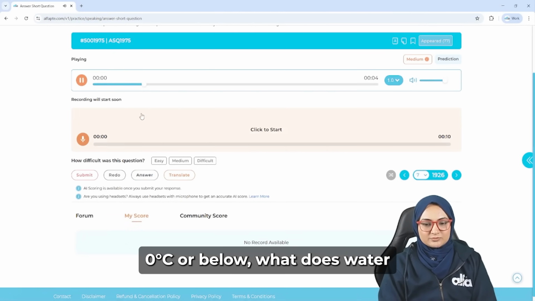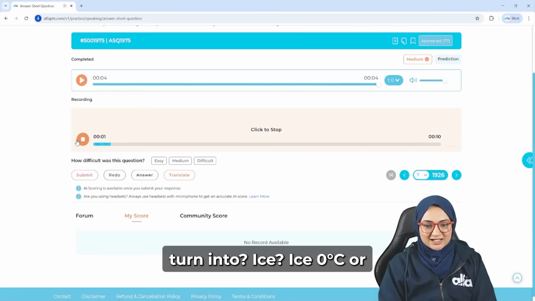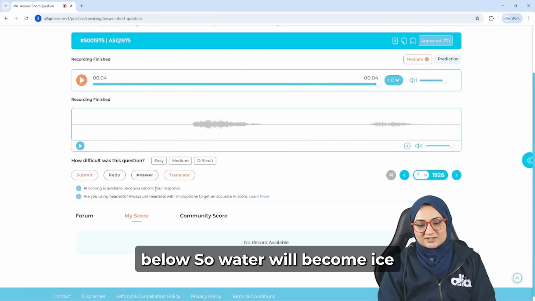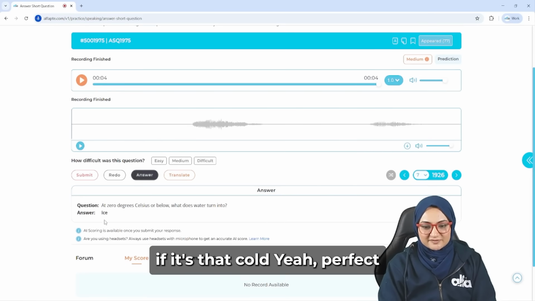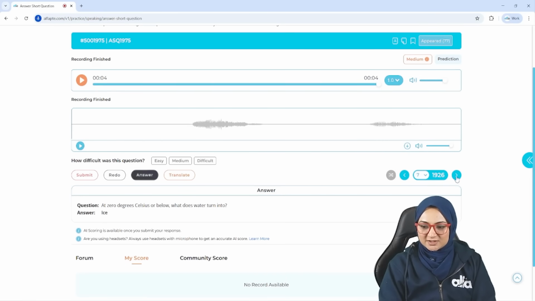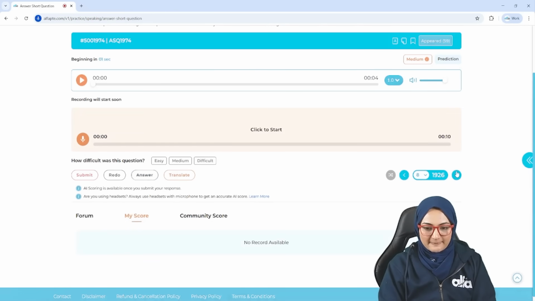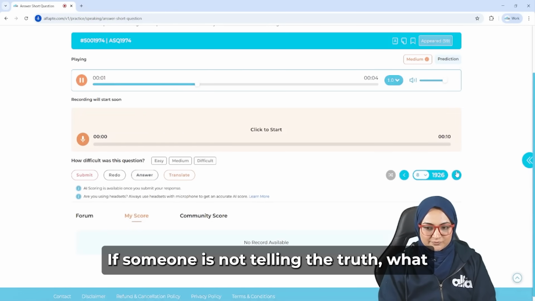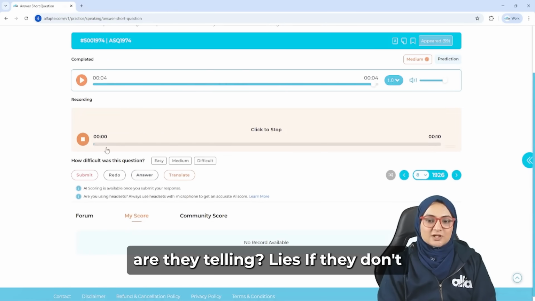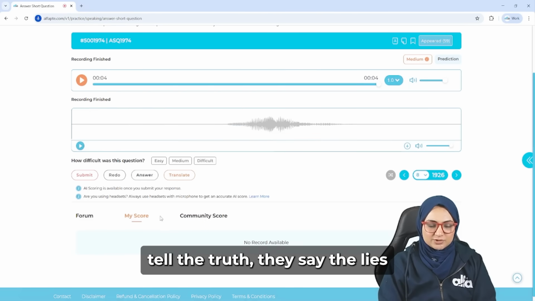At 0 degrees Celsius or below, what does water turn into? Ice. 0 degrees Celsius or below. So water will become ice if it's that cold. Yeah, perfect. If someone is not telling the truth, what are they telling? Lies. If they don't tell the truth, they say the lies.